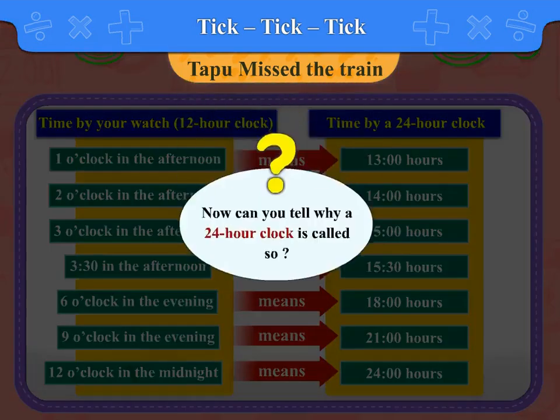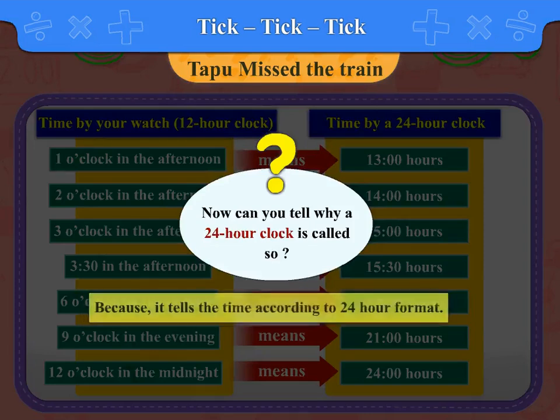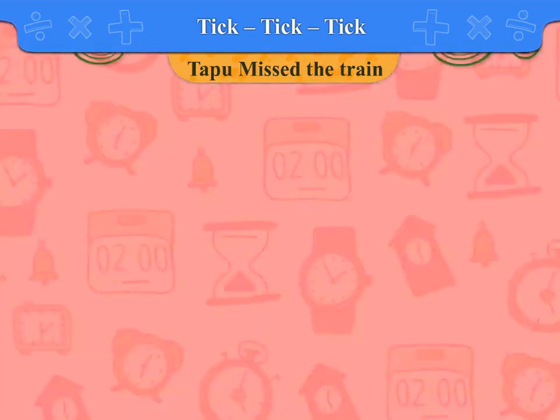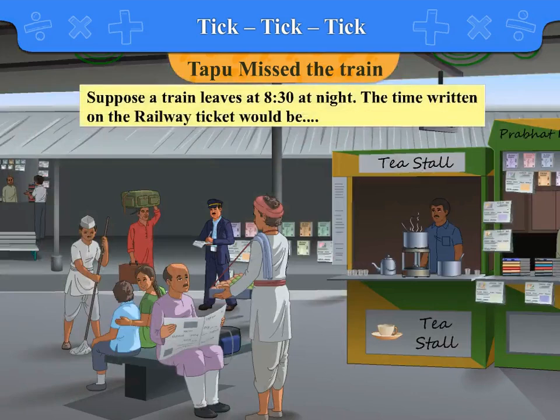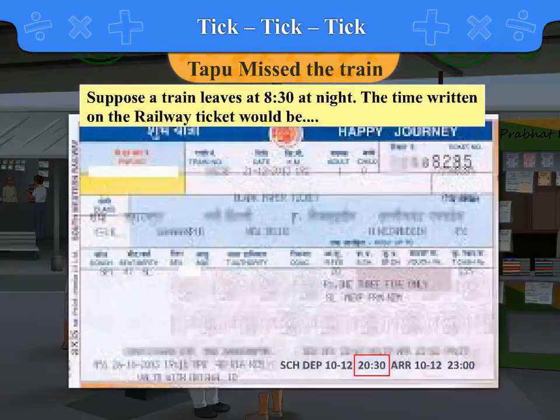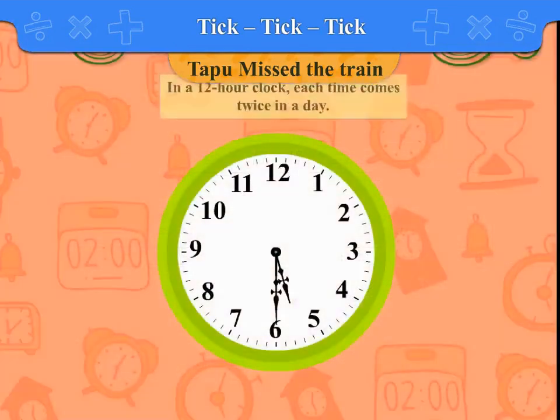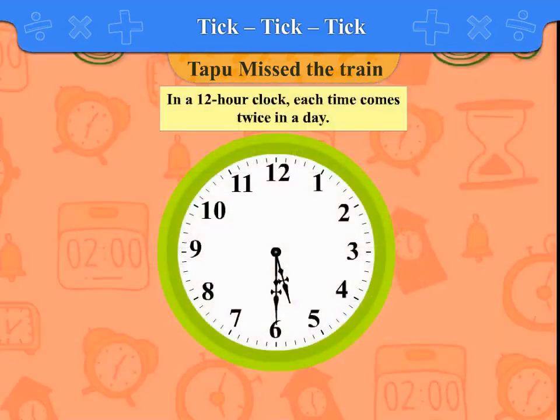Now, can you tell why a 24-hour clock is called so? Because it tells the time according to the 24-hour format. Suppose a train leaves at 8:30 at night, the time written on the railway ticket would be 20:30. In a 12-hour clock, each time comes twice in a day.